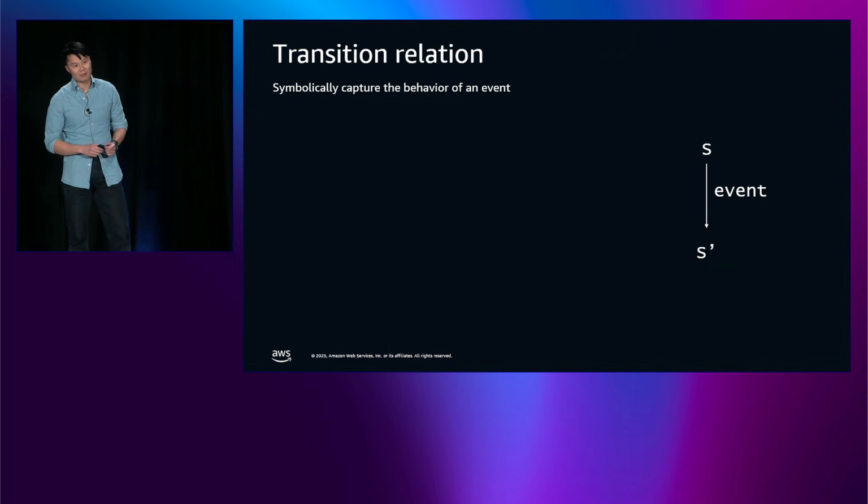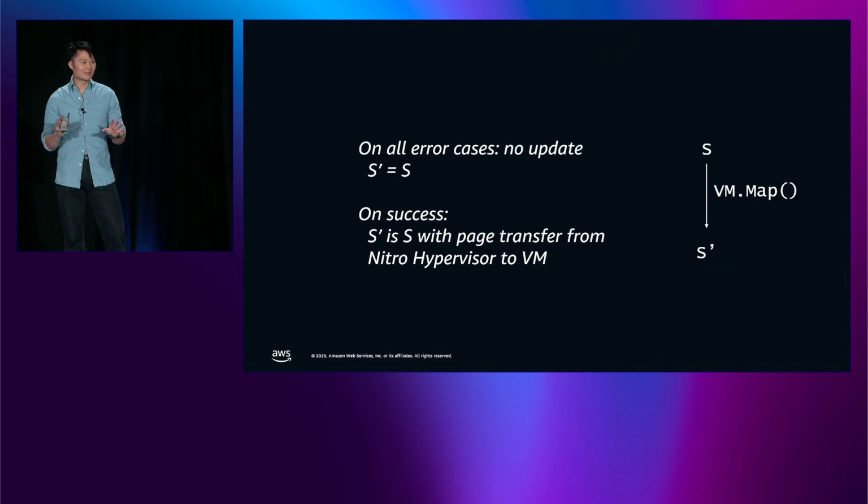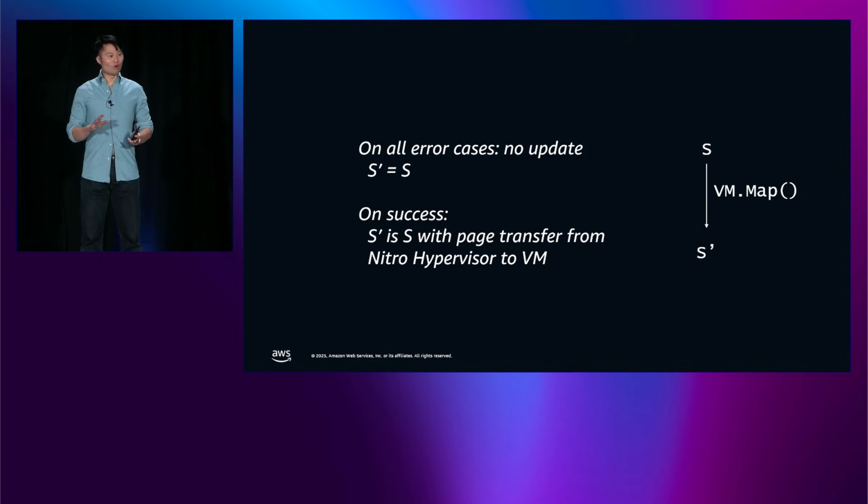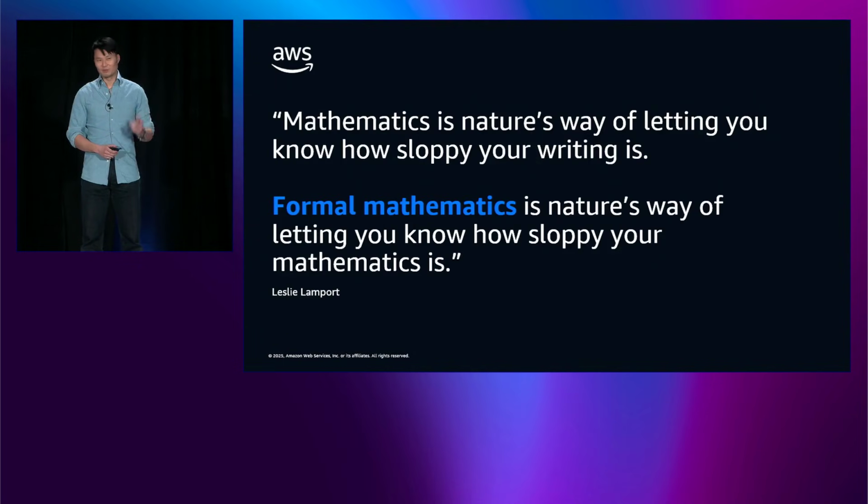Let's apply this to the map hypercall and capture the specification that it behaves transactionally. What we mean by that is that on every error case, we demand that there is no state change. S is equal to S prime. And only on success do we do the page transfer. S prime is the state obtained from S by doing that operation. Notice that now we're saying a lot more about how the system should change, or indeed not change, as a result of the hypercall.